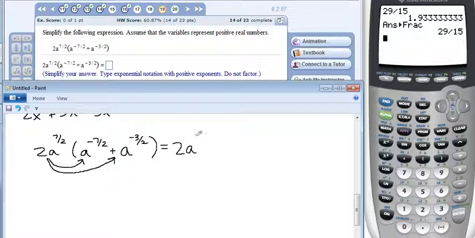So we have 2a to the 7/2 times a to the negative 7/2 plus 2a to the 7/2 times a to the negative 3/2. Okay, so that's this times this plus this times that. All right, so we have the 2. Here we have a like base and we're multiplying, so that means what? Addition.